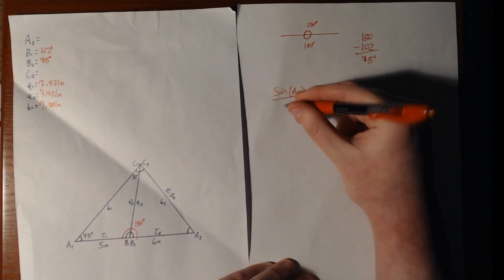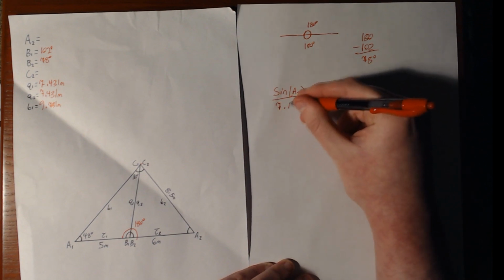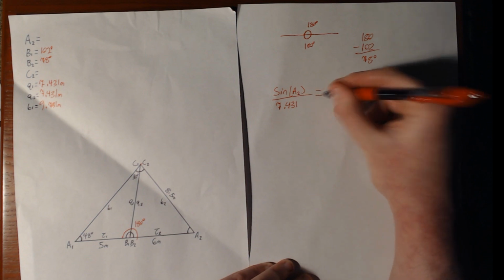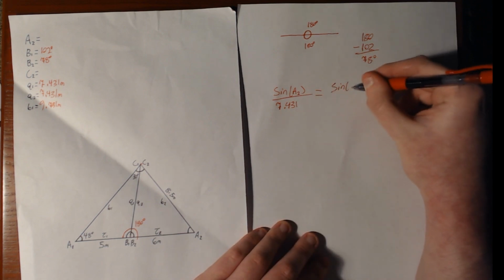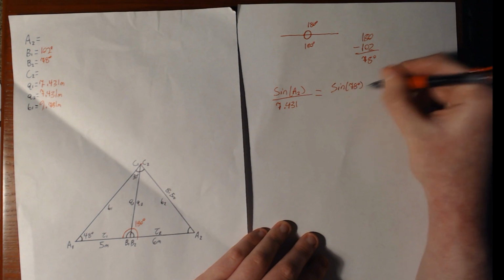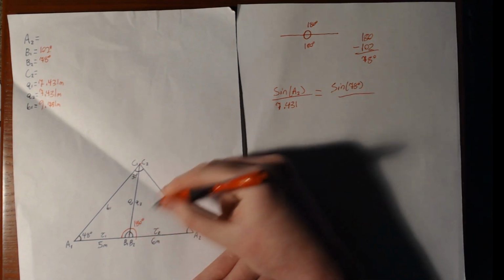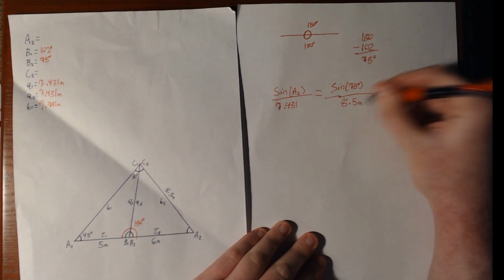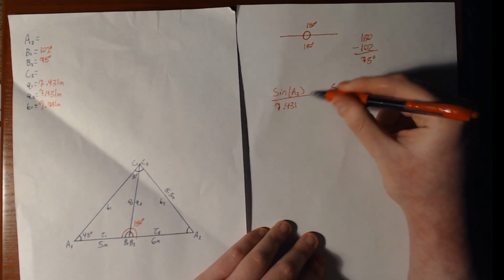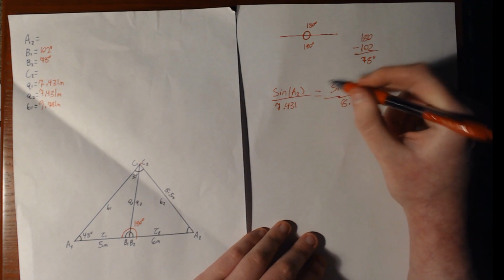So we write that down, 7.431 equals, and then we take our given, so we take sine 78 degrees, and 78 degrees right here projects out to 8.5 meters.